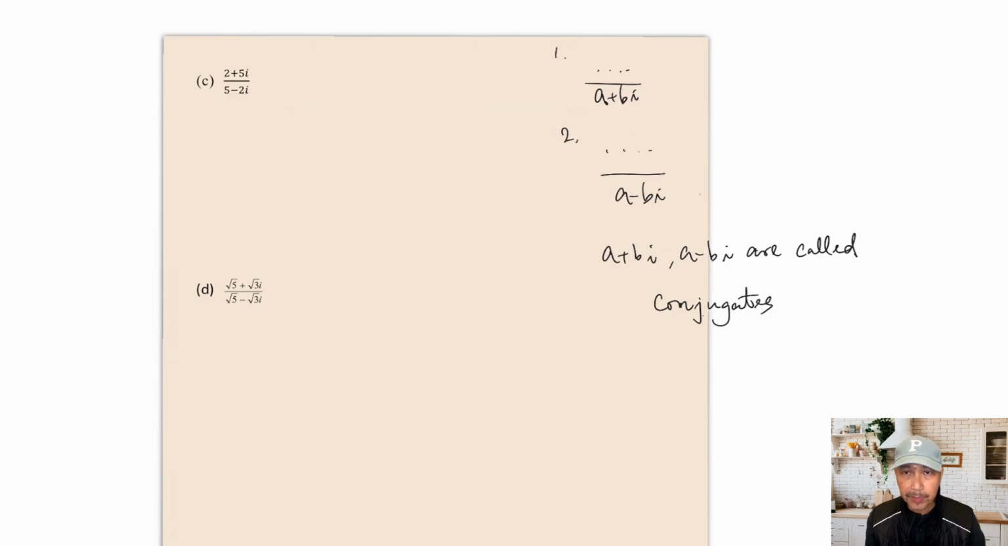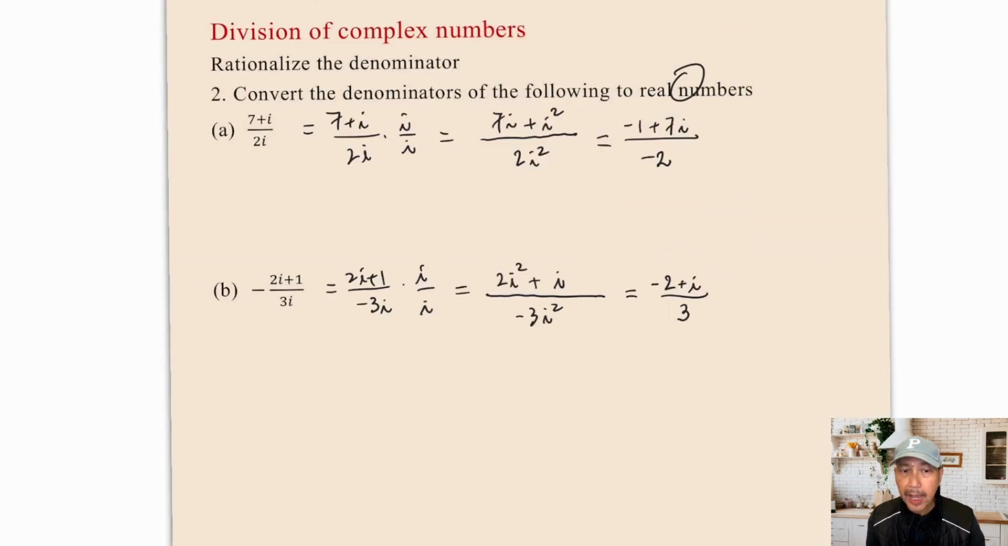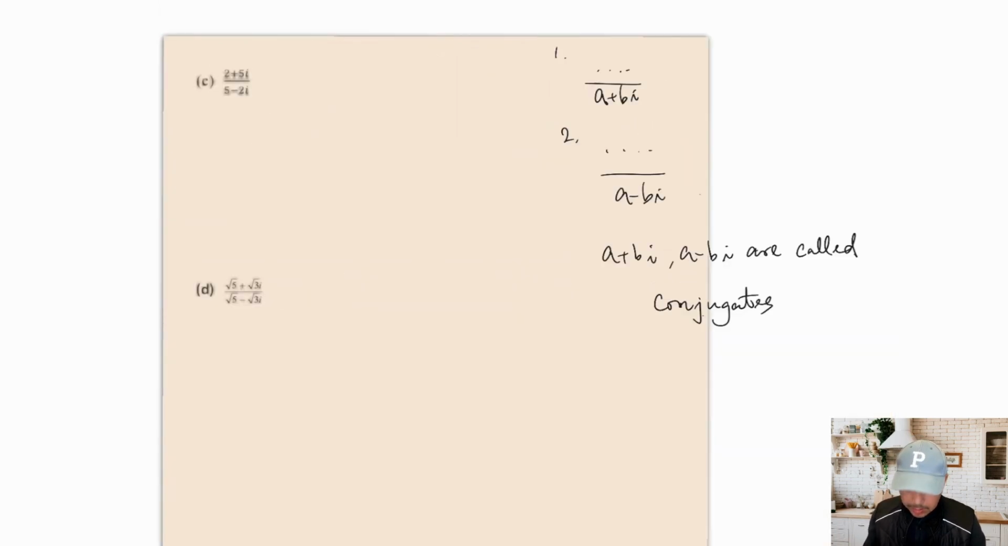They are different from part A and part B. In part A and part B, the denominators have no real part. But in part C and part D, they have real parts and imaginary parts. We do the rationalizations. There are two types of complex number denominators. The first type is something over a plus bi, or something over a minus bi. For the first case, we multiply a minus bi over a minus bi. For the second case, times a plus bi over a plus bi.